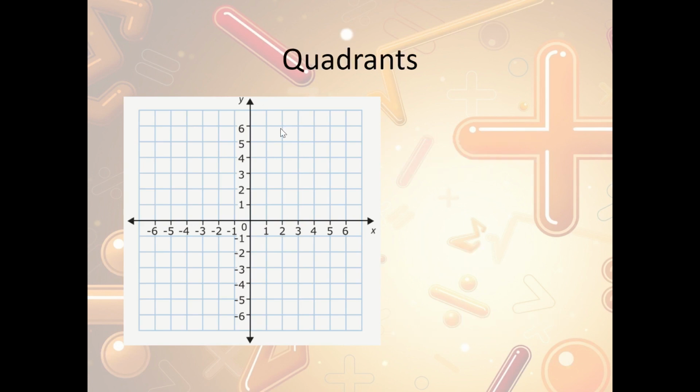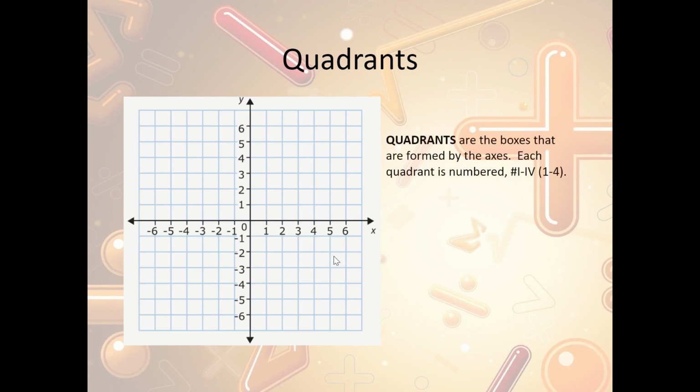From that, we form what we call quadrants. Quadrants are these boxes that are created from the axes. So this is a box, this is a box, this is a box, and this is a box. And we label them I through IV, or 1 through 4. So this is quadrant 1 right here. This is where we begin. And then we go counterclockwise this way around to create the other boxes. So this is quadrant 2, this is quadrant 3, and this is quadrant 4.